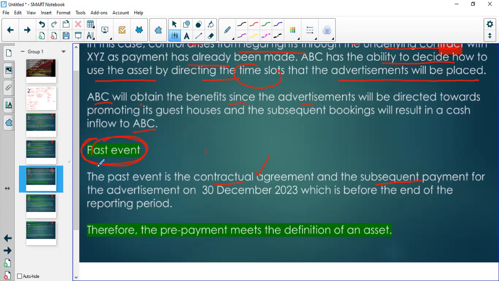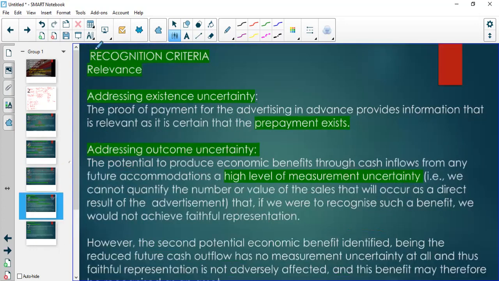And when we talk of the past event, we're talking of things that fall within the date of our reporting period, because we're going to report on 31 December 2023, and we need to know whether on the 31st of December this is an asset. So if you look at everything, this has met all the requirements of an asset. Therefore, this is going to be an asset. Now we need to go to the recognition criteria. Should we recognize it as an asset?